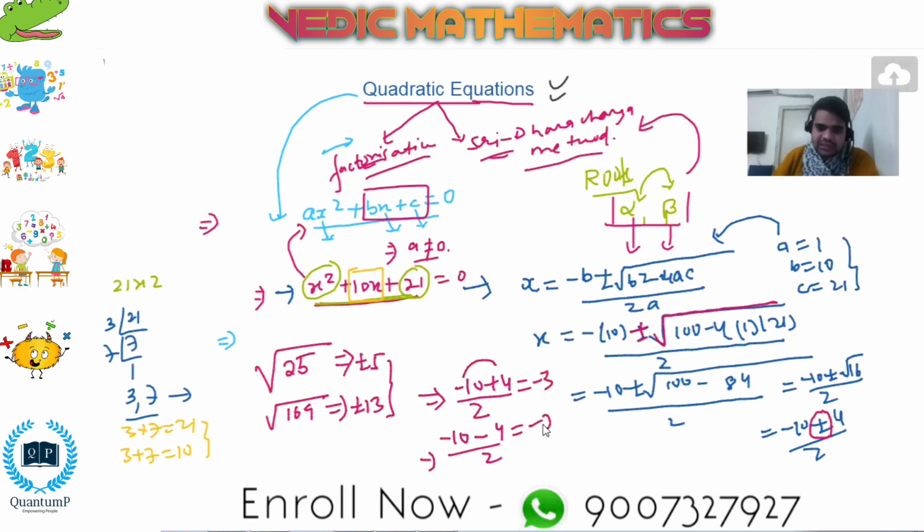So which is minus 7. So we have the same answer, you see, right? Minus 3 and minus 7, which we got in the previous method also, right? So this is called the Sridharacharya method, and this is very much handy.